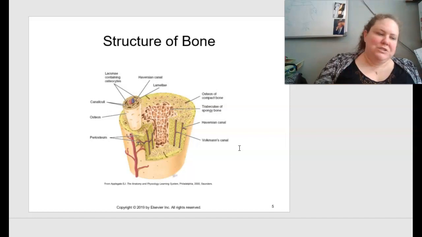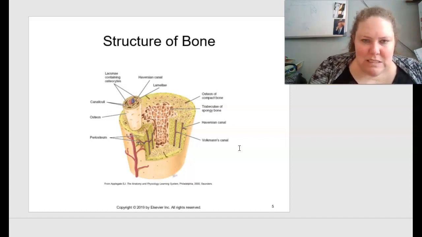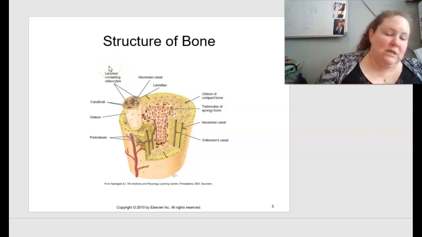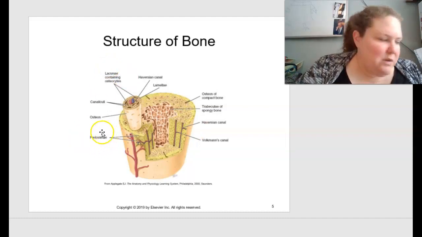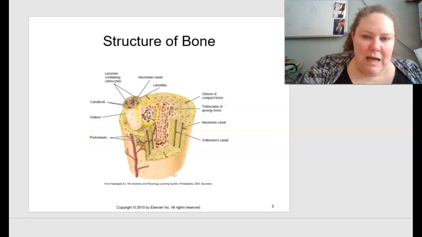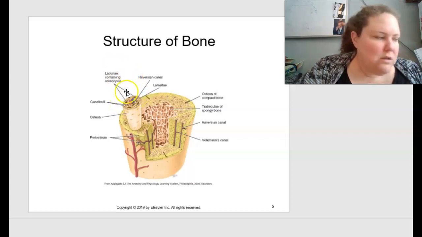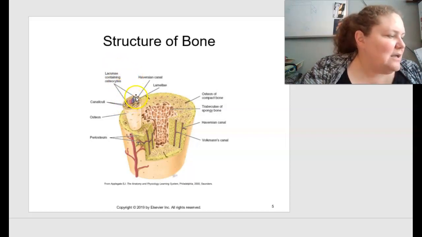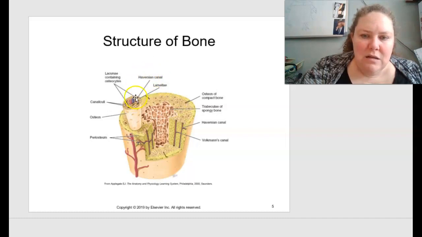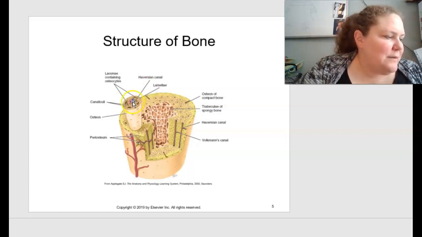Looking at the structure of the bone, this is figure 9.1 on page 163. You can just look and see all of the anatomy we just talked about. We have the periosteum. The osteon is a little subset here, which includes your canaliculi as well as your lacunae, which are where those osteocytes are going to reside. You have your Haversian canal, and then you have the lamellae. And again, that's all part of the osteon subunit.